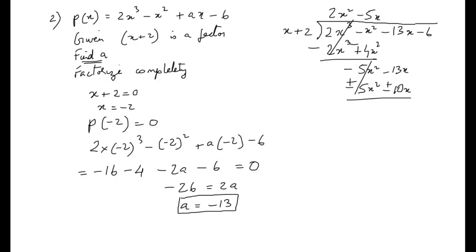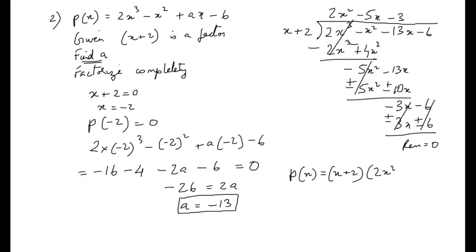That's minus 3x minus 6. X goes minus 3 times to give us minus 3x. 2 into minus 3 gives me minus 6. This was expected because it's a factor and there should be no remainder. Okay, by doing the long division using the one known factor, we end up with the remaining factor. So we can write P of x is x plus 2 into 2x squared minus 5x minus 3.